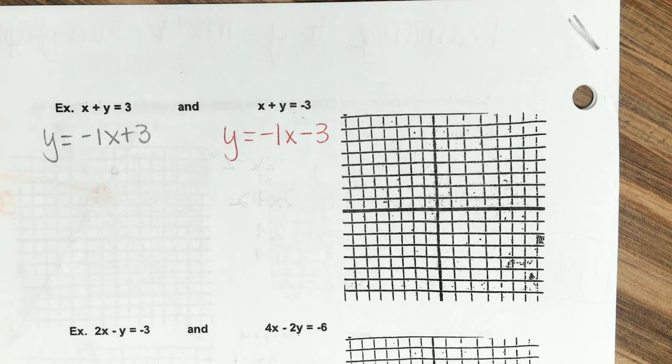After you rearrange these equations, tell me what you think. Same slope. They have the same what? But different y-intercepts. So what kind of lines are these going to be? They're going to be parallel. So what would your answer be? No solution.